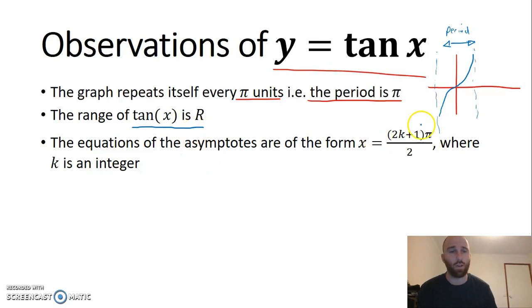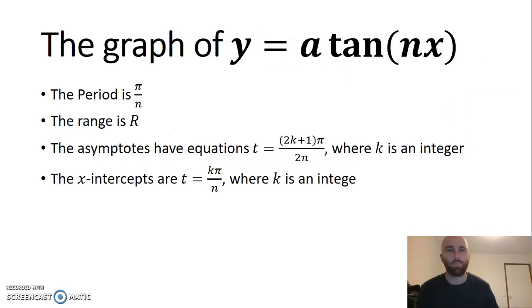The equations of the asymptotes can be found using this: 2k plus 1, pi on 2, where k is an integer. K is just a number that we want to find. If we want to find the first asymptote, we put the number 1. If we want to find the second asymptote, we put 2, and so on. We're just constantly repeating that pattern. What happens when we get some dilation? We get some dilation from the x-axis.